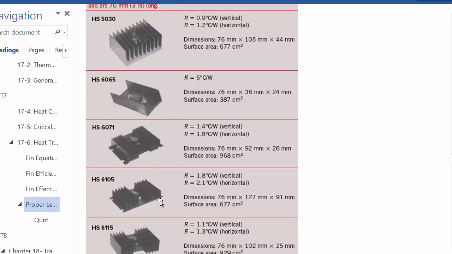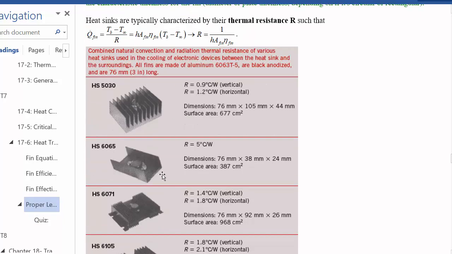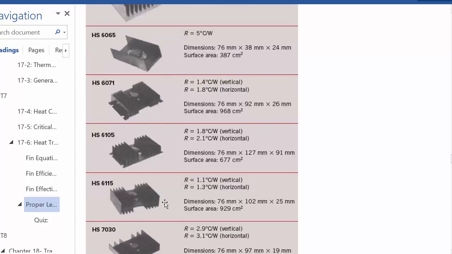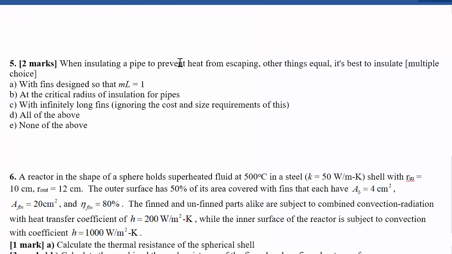So this is because if the fins are oriented vertically, then the natural convection currents, the air currents that are showing up, are going to be flowing vertically past the fin, and there's less resistance to fluid motion in that direction. So it gets more air flowing vertically through it, which is going to enhance the convection coefficient seen by these heat sinks. So that's the reason.